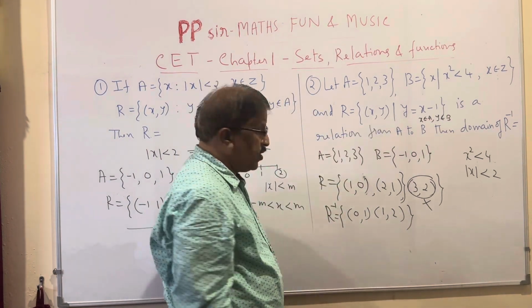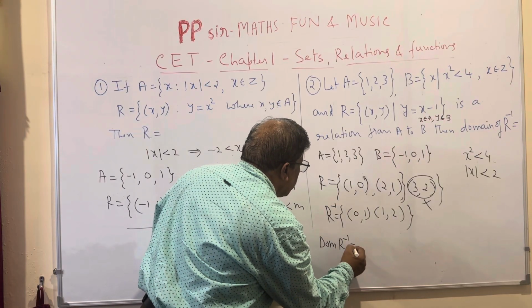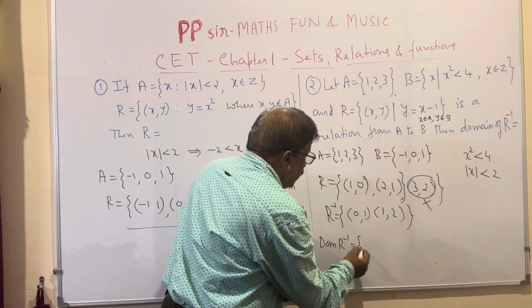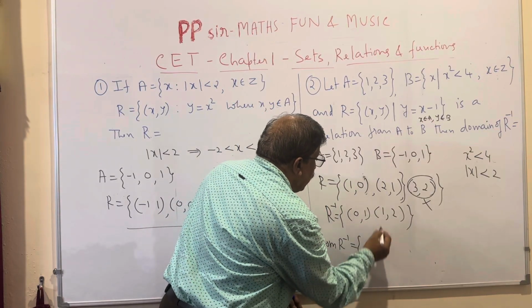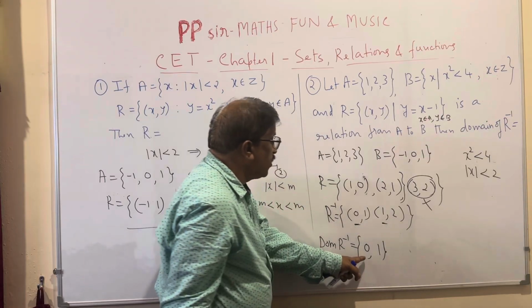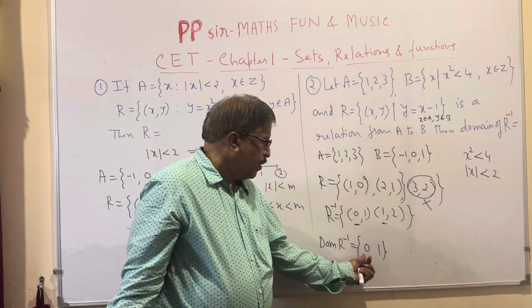But what is asked? Domain of R inverse. Domain of R inverse means you have to take the first elements. It is a set, remember. I take the first elements, so it is 0 and 1. Domain of R inverse is a set containing two elements, 0 and 1.